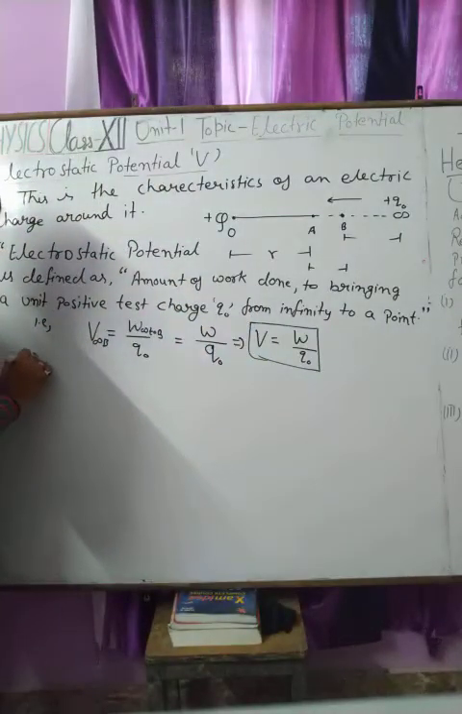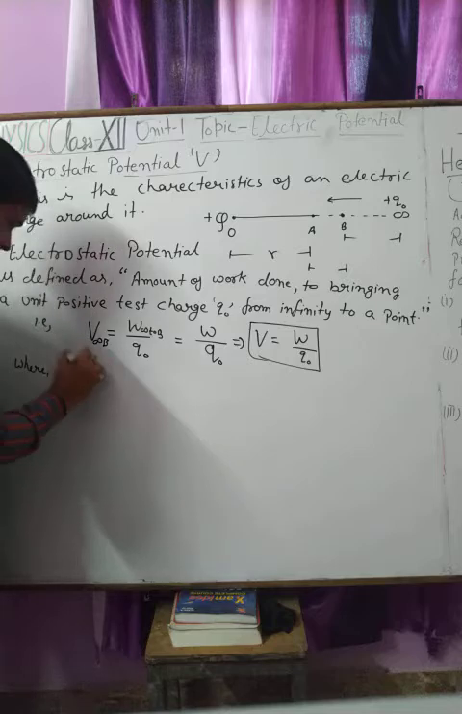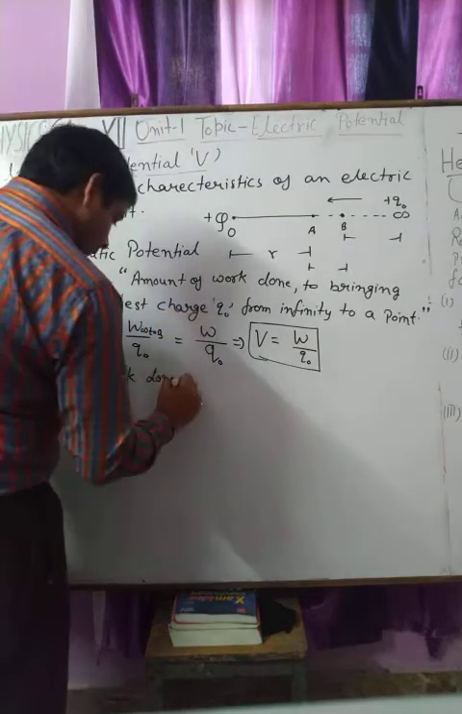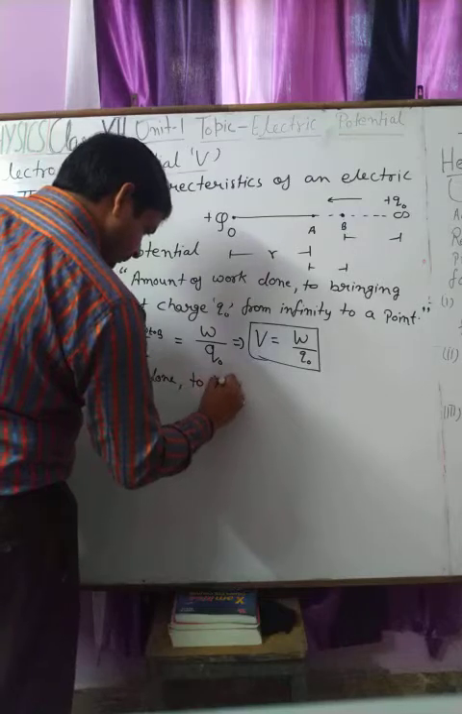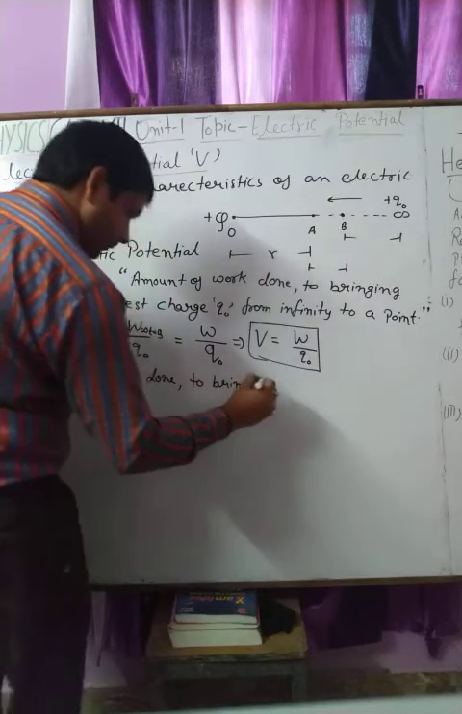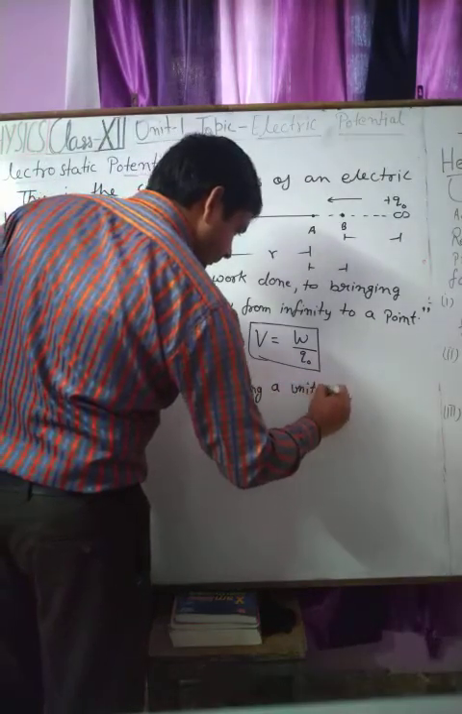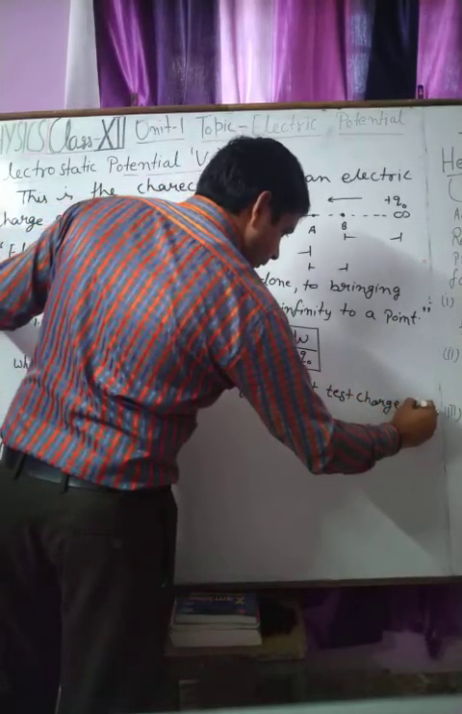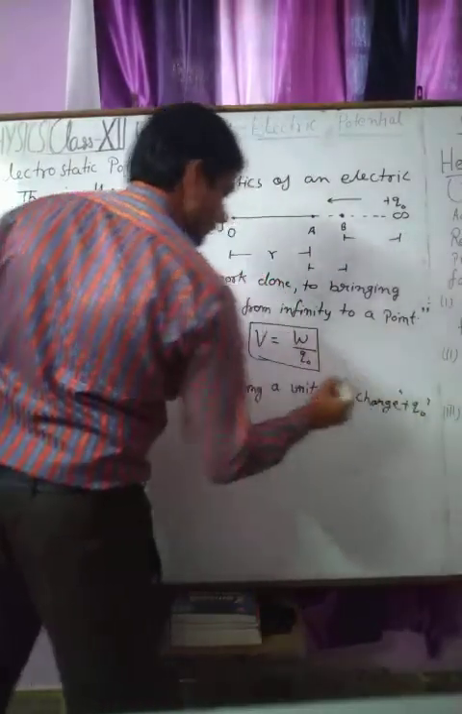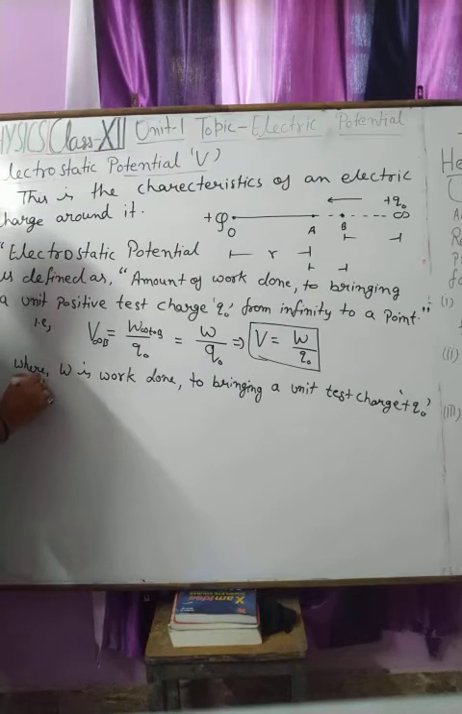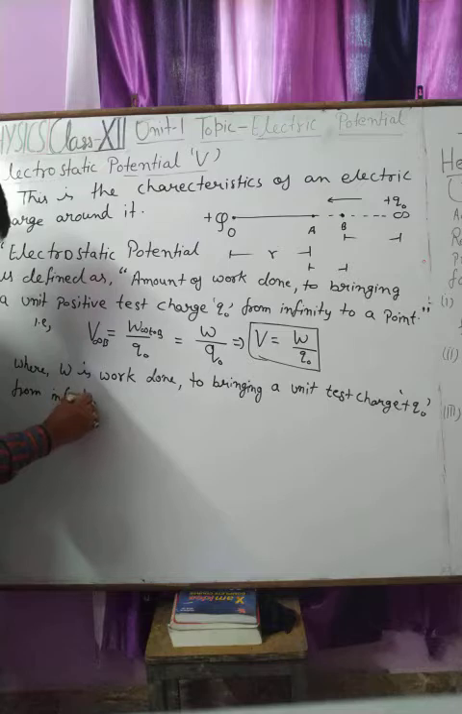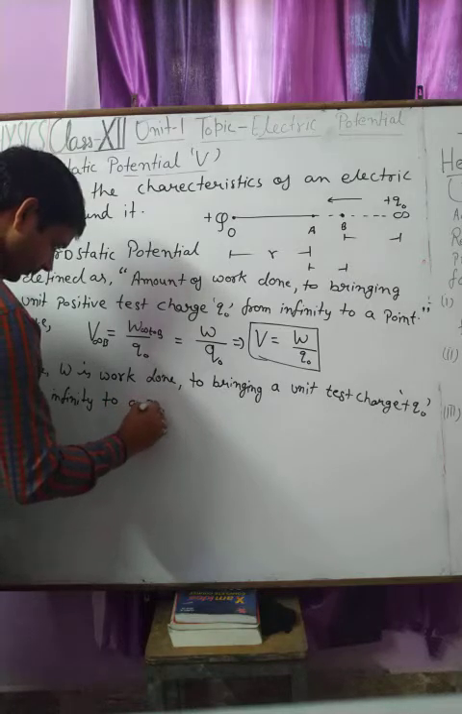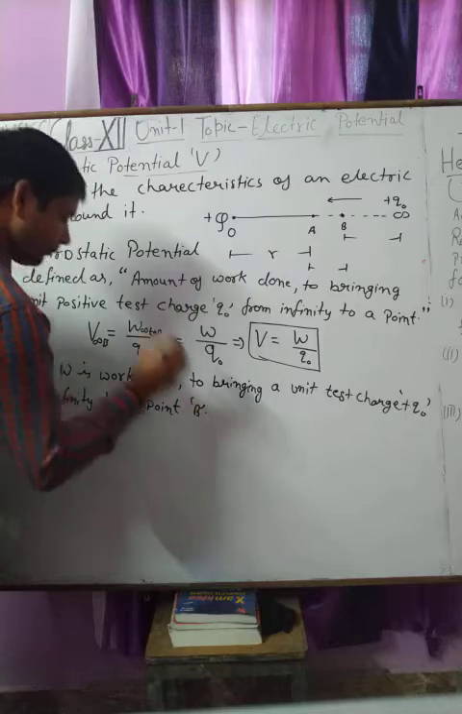So the potential is W upon Q naught, where W is the work done in bringing a unit test charge plus Q naught from infinity to a point B.